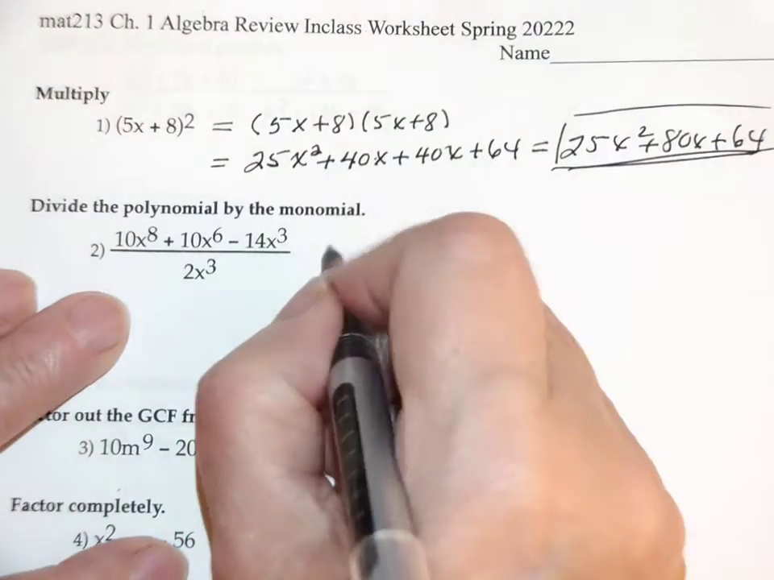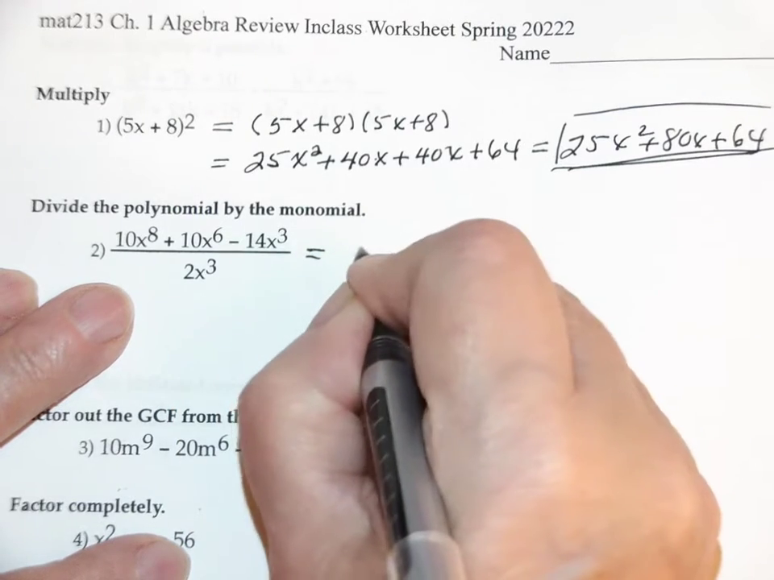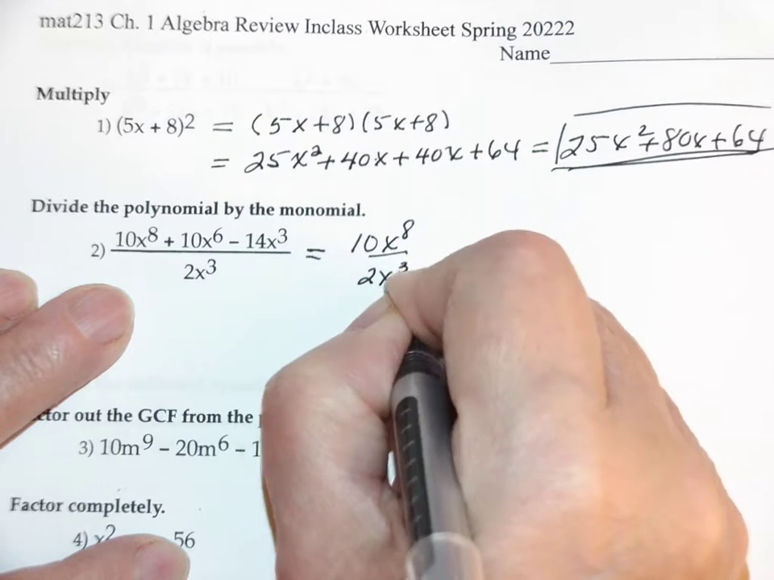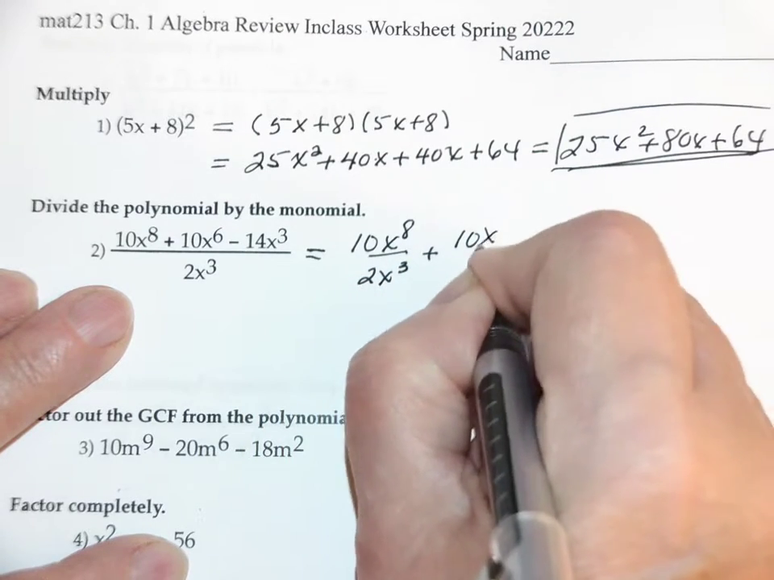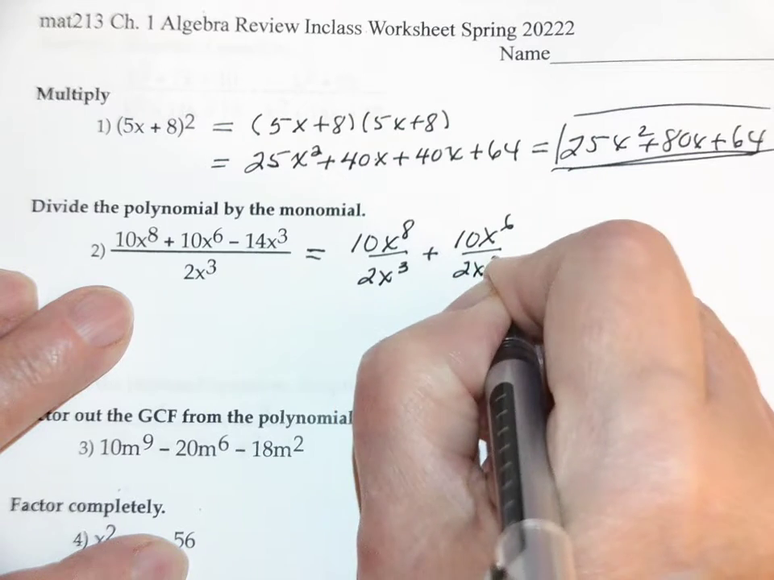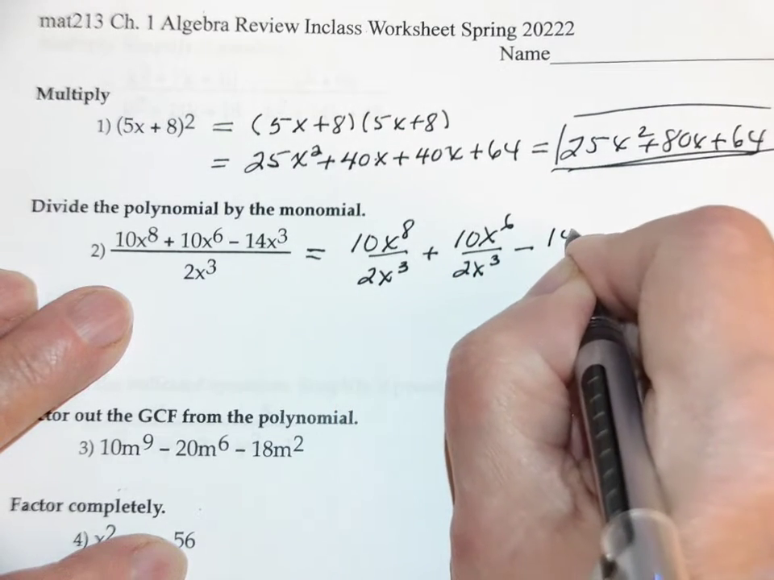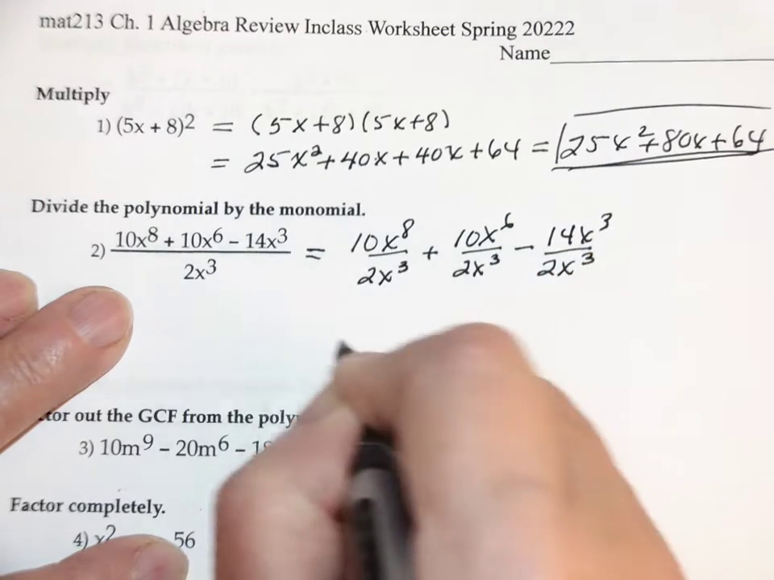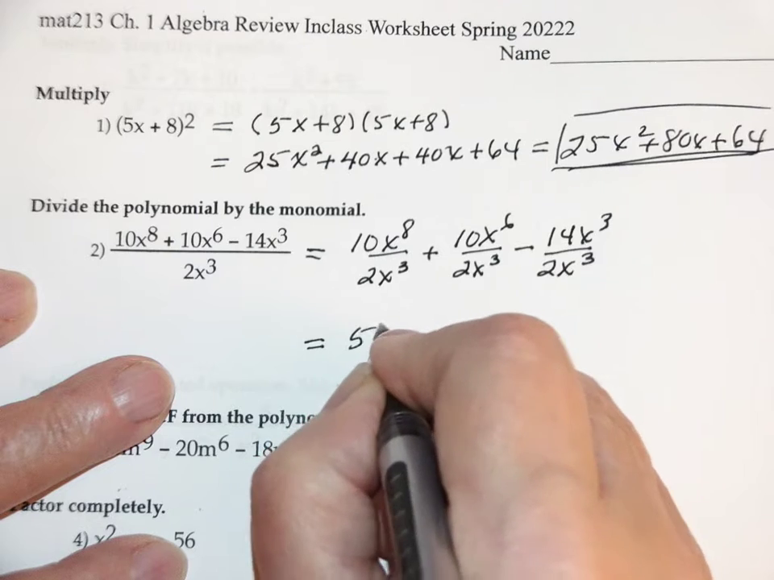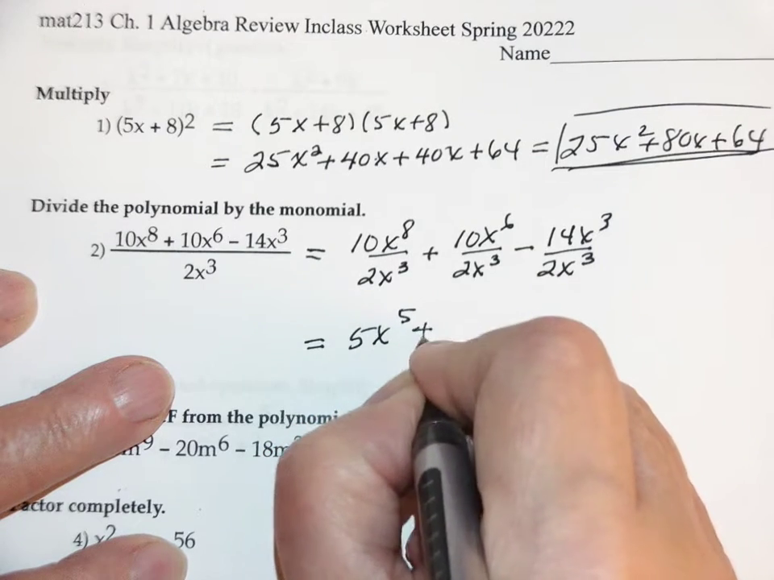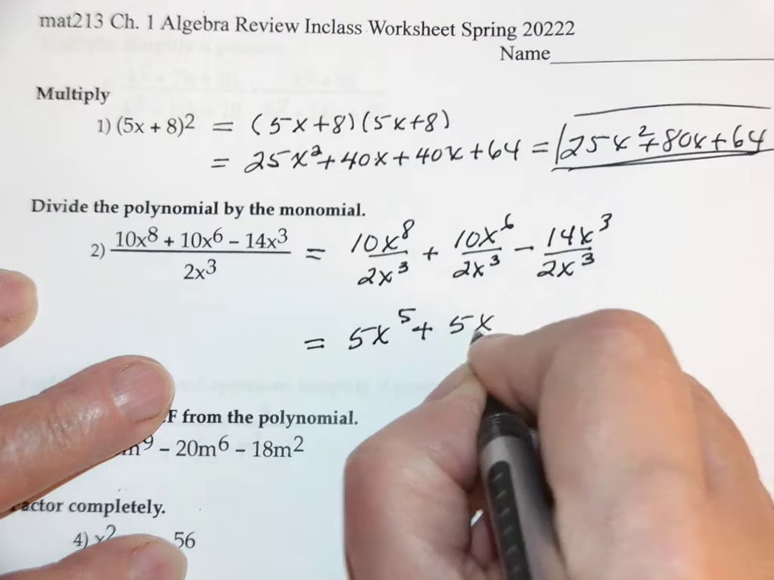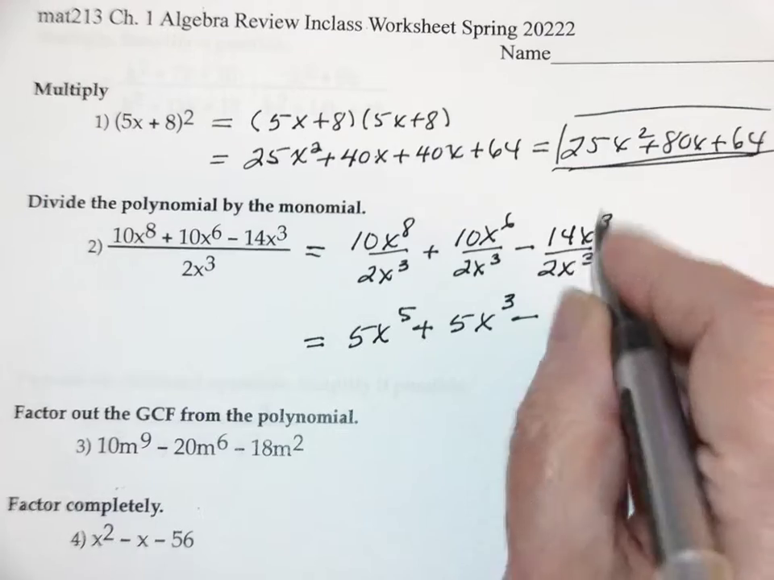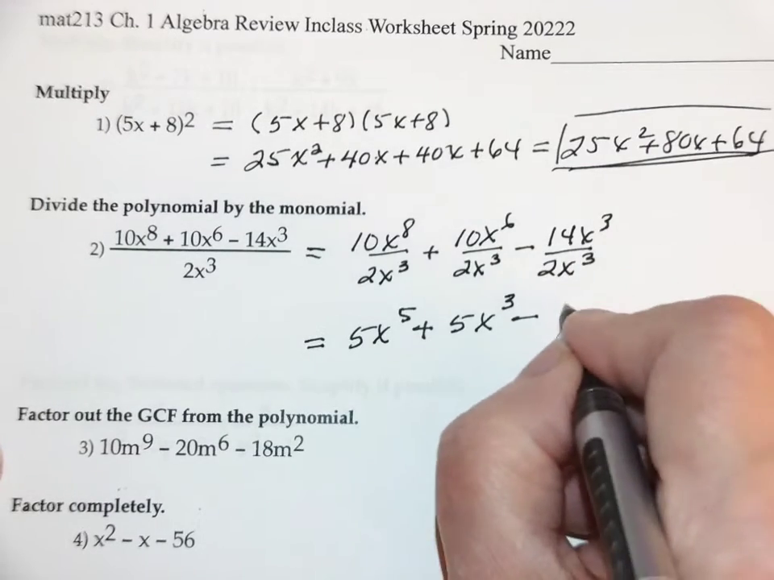Divide the polynomial by the monomial. Now, how do you do that? This is 10x to the 8th over 2x cubed plus 10x to the 6th over 2x cubed minus 14x cubed over 2x cubed. Reduce, you get 5x to the 5th plus 5x to the 3rd minus x cubed to reduce out 7.